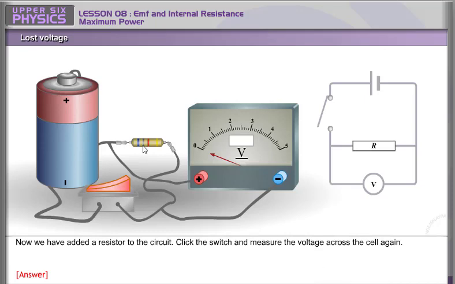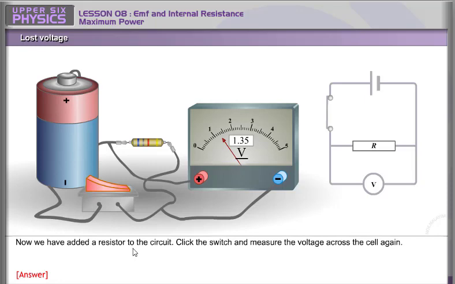Now we have added a resistor in the circuit. When we have added the resistor, the current has to overcome the resistor, and then the voltmeter gives the reading. So when we take the reading with the resistor there, we get a reading of 1.35.